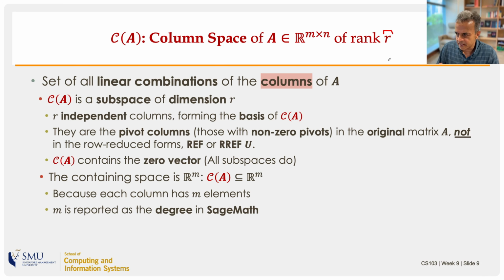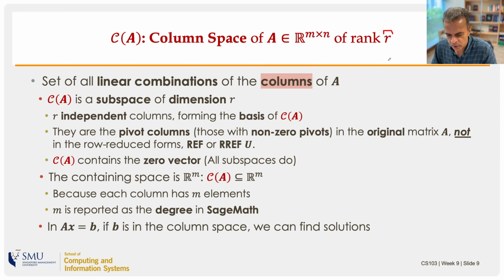Of the original matrix A, as we saw, you cannot take the pivot columns of the RREF or any other columns unless you have some special case. As you know, the column space is a subspace, so it does contain the 0 vector. All subspaces do. The containing space of the column space is Rm, the so-called output space. In Ax equal to b, the space to which b belongs, that is the output space.